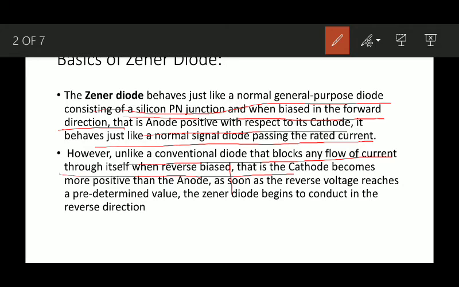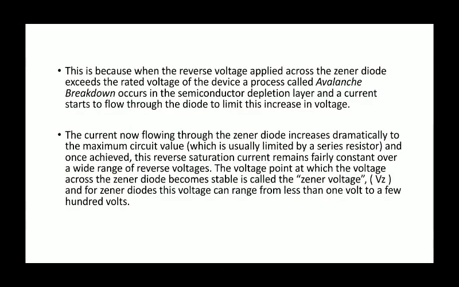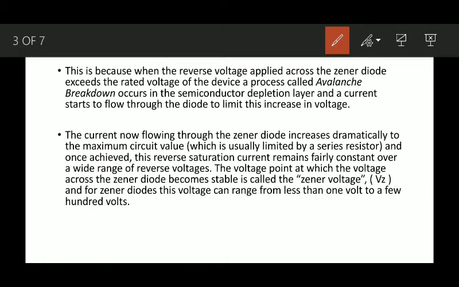Up to a particular voltage, the current will not flow through this diode. When that voltage exceeds the reference voltage, breakdown will occur and a large amount of current will flow in the reverse direction. This is because when the reverse voltage applied across the Zener diode exceeds the rated voltage, a process called avalanche breakdown occurs in the semiconductor depletion layer, and the current that starts to flow through the diode limits the increase in voltage.